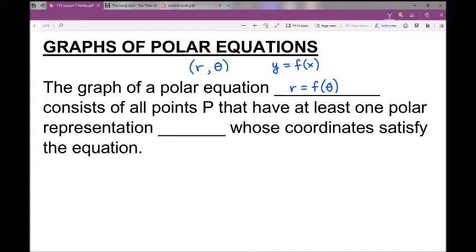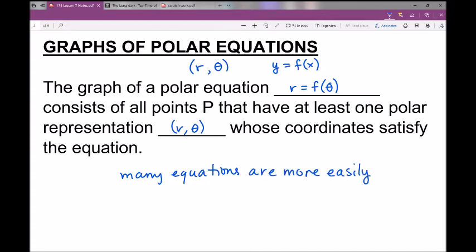And so the graph of a polar equation consists of all points P that have at least one polar representation, r comma theta, because that's how we write our points, whose coordinates satisfy the equation. So that's a big long definition, and basically all it means is we're going to plug in values of theta and get out values of r. And the reason we do this is, like I said in the last video, that many equations are more easily represented in the polar coordinate system than they are in the rectangular coordinate system. And we're about to look at a few examples.